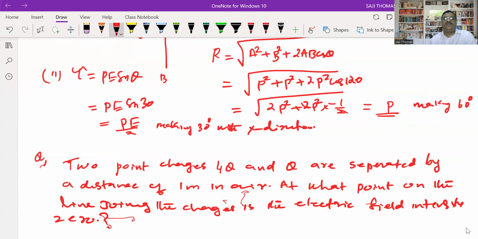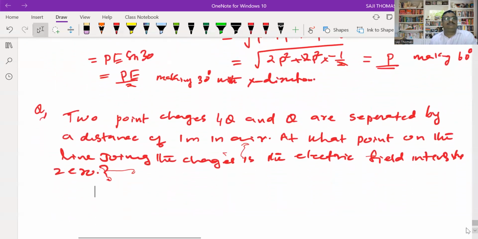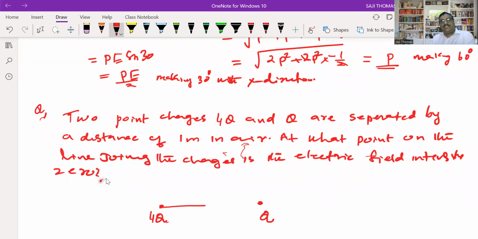Okay, so you need to draw the diagram first. So visualize the question first. Two point charges. So this is one point charge, 4Q. Another charge is Q. The distance between them is given as 1 meter. What is the question? At what point on the line joining the charges is the electric field intensity 0?